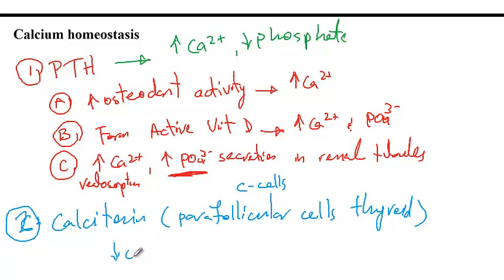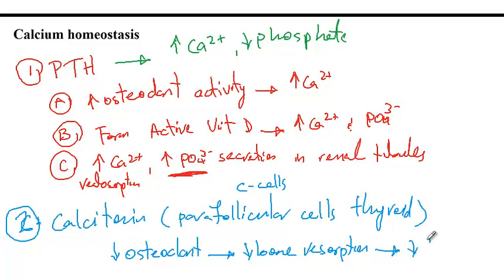So if there is decreased activity of osteoclast, consequently there would be decreased bone resorption, and therefore there would be a decreased blood concentration of calcium. So keep in mind, calcitonin will decrease blood concentration of calcium, while parathyroid hormone will increase blood concentration of calcium.